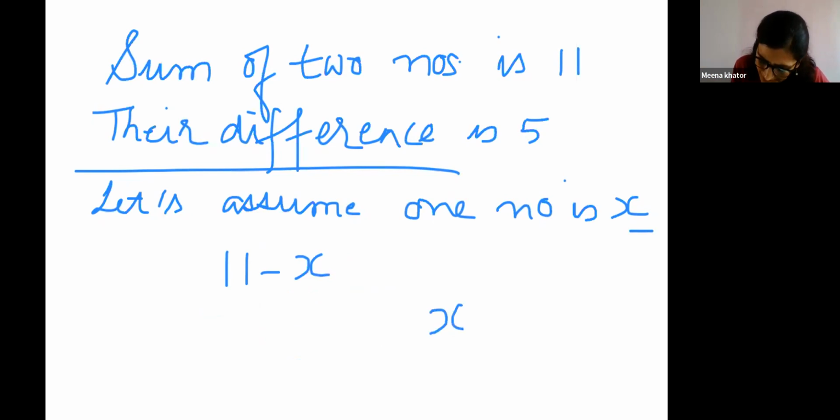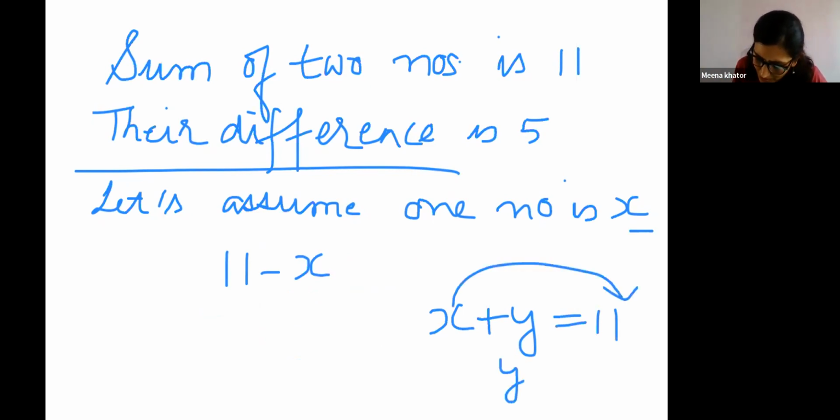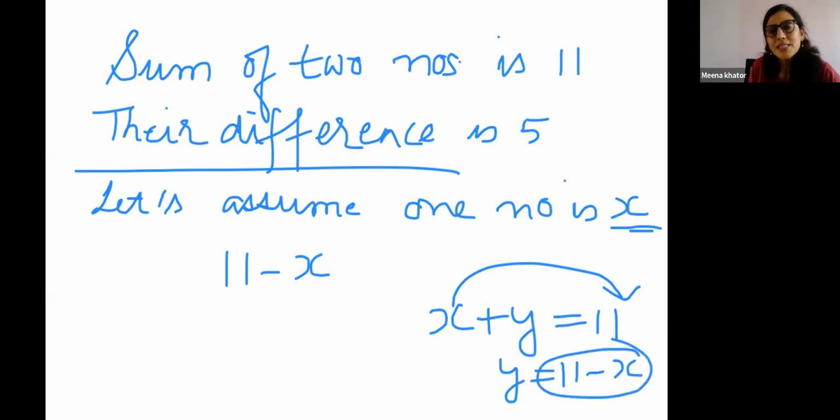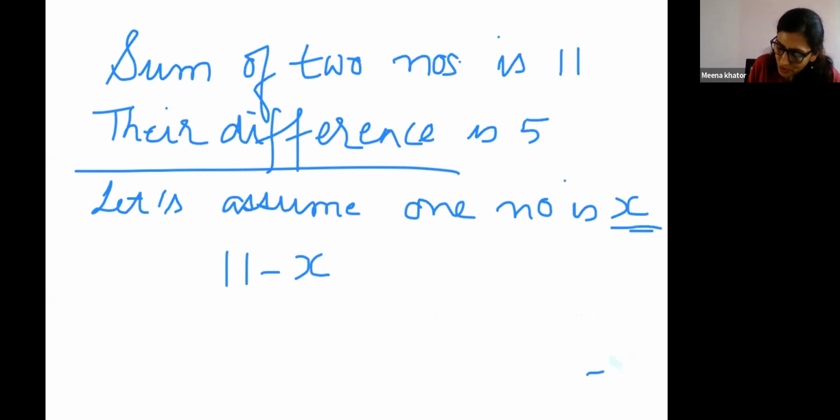See, if I say X plus Y is equal to 11, let's say there are two numbers, X and Y. If X plus Y is 11, then if I take this X there, Y is equal to 11 minus X, by the transposing rule. Can you see that? Yes, Ayushi, detailed answer, good, I like it. So the other one is X and the other number is 11 minus X, right? Okay. So now solving it further, how we got 11 minus X is clear to everyone?